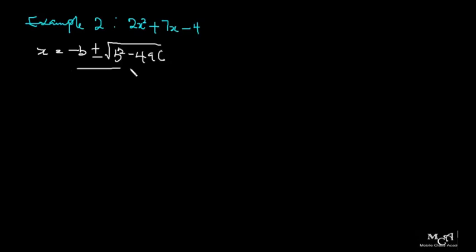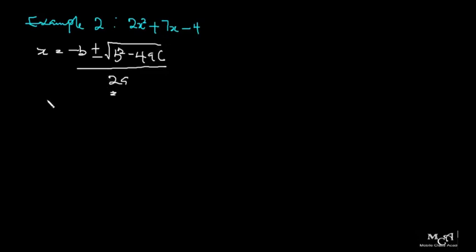Example 2. We have 2x squared plus 7x minus 4. So what are we expected to do from this expression? We are expected to solve it. We are going to write out our equation to solve this question. Remember, our x equals minus b plus or minus the square root of b squared minus 4ac, all over 2a. Remember we've derived this formula earlier. So this is the formula we are going to be deploying to solve any question under the quadratic formula.